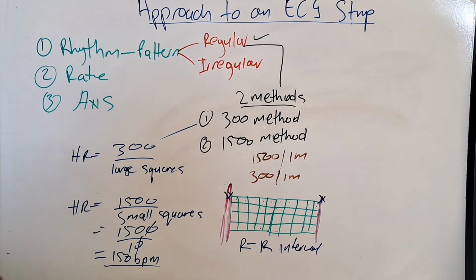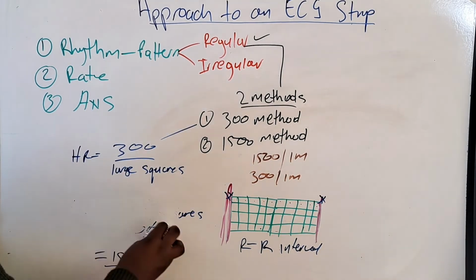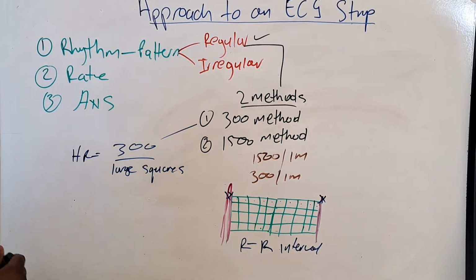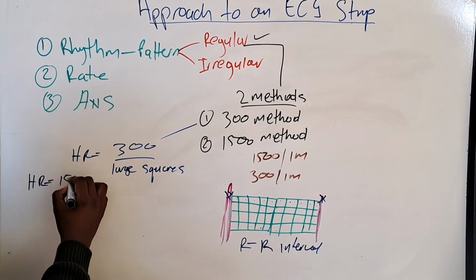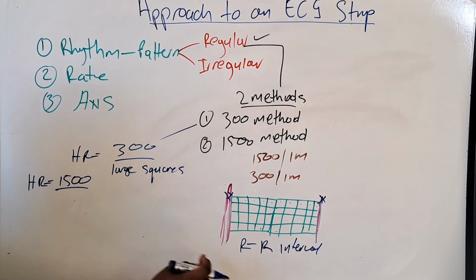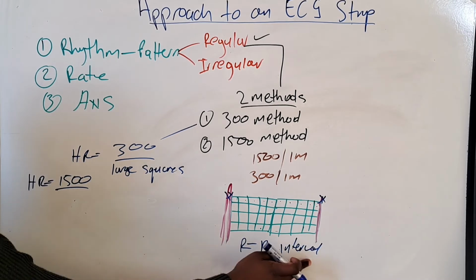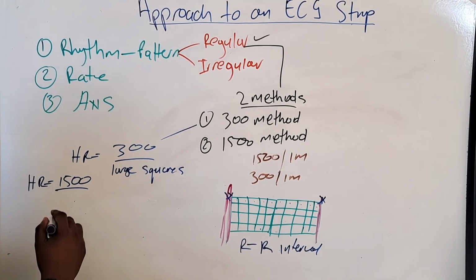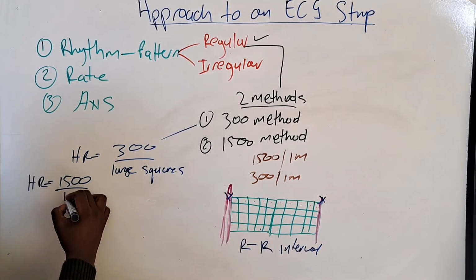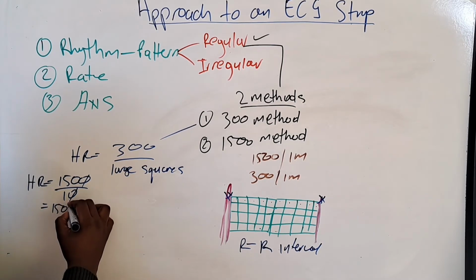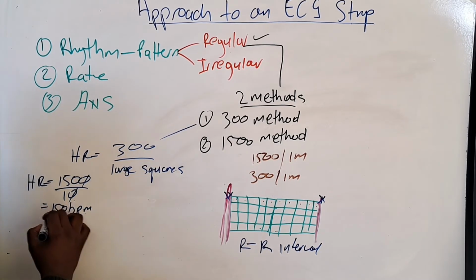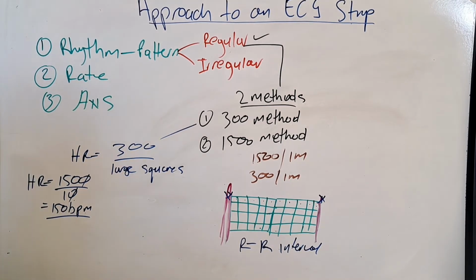Okay. I'm going to use the same method now. Let me just see if I can clear this out. I want to show you something, guys. So we said the heart rate is equal to 1500 divided by the number of small boxes from one R wave to another R wave, called the RR interval. The number of small boxes that we got there is 10. If we cancel the zeros, we are left with 150 beats per minute. So this patient's heart rate is 150 beats per minute.